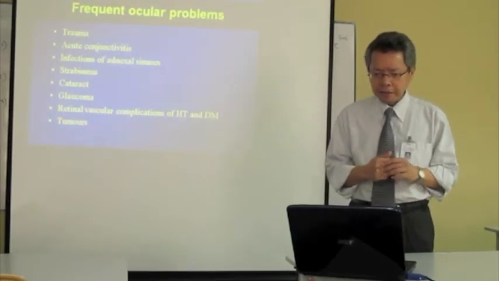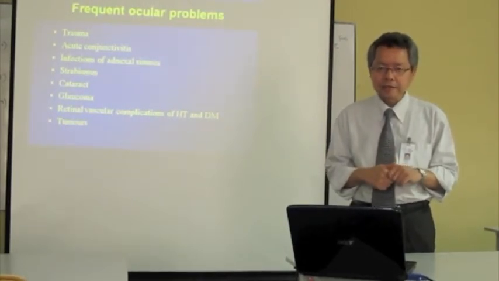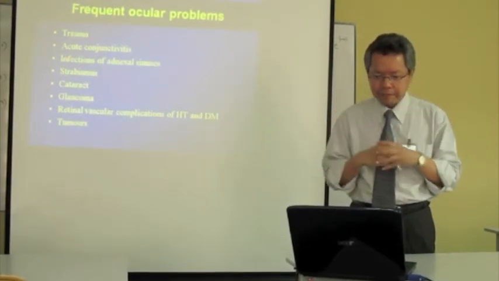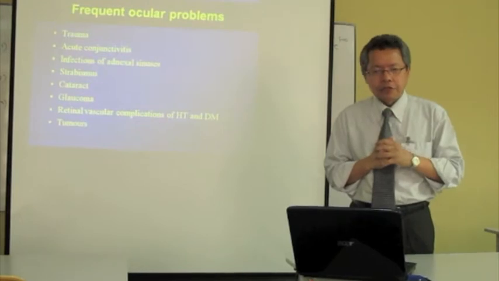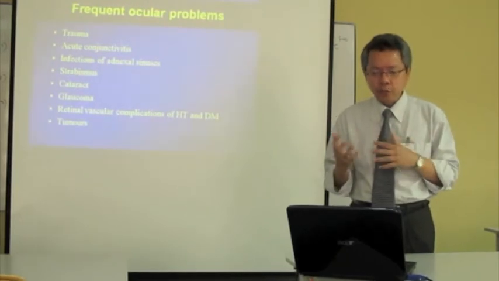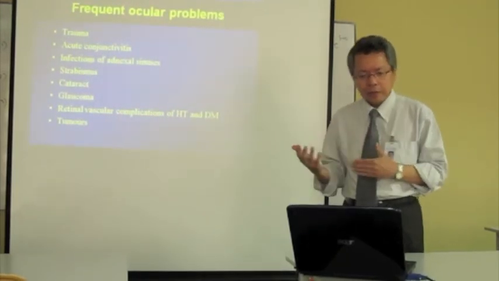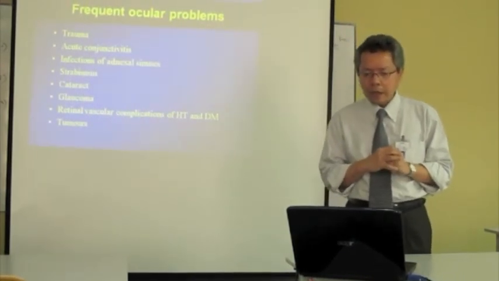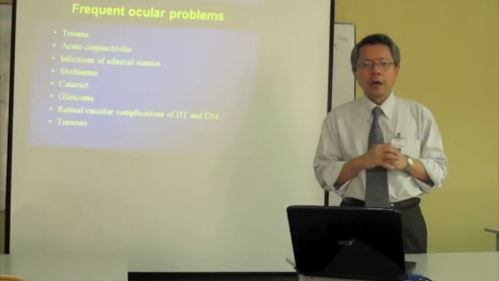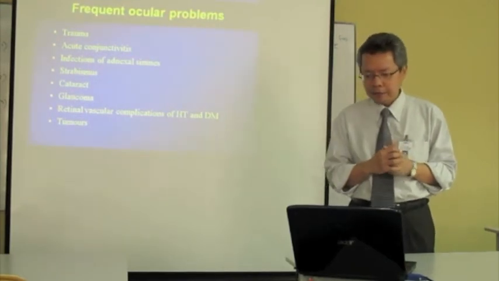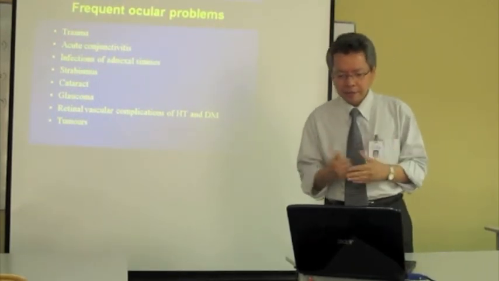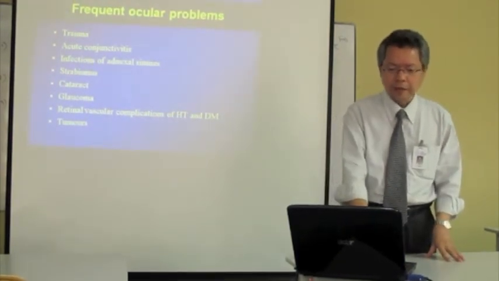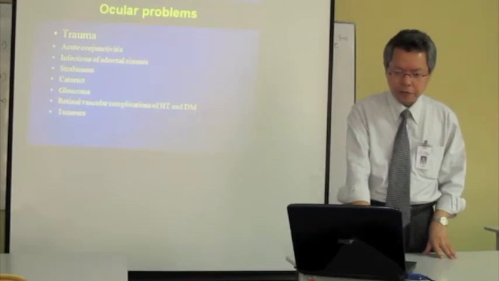Any infections of the nexa, or the sinuses, the openings in the skull, close to the eyeball. Strabismus, or what is known as squint. Cataract, we're going to go and revisit that again. Glaucoma, and complications that arise from hypertension and diabetes. And lastly, but not least, we're going to have a look at some tumors that affect the eye. Let's have a look at the first one, trauma.